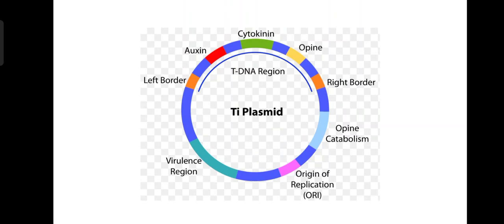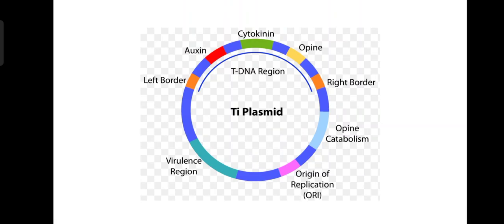The other region is the ori site or origin of replication, which is required for replication of the Ti plasmid inside Agrobacterium. The other genes are for opine catabolism. Opines are nitrogen containing compounds required for growth and metabolism of Agrobacterium. The tDNA region carries the genes for tumor induction. These are the right and left border sequences, which comprise inverted repeats for the integration.